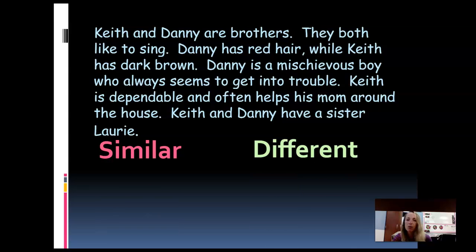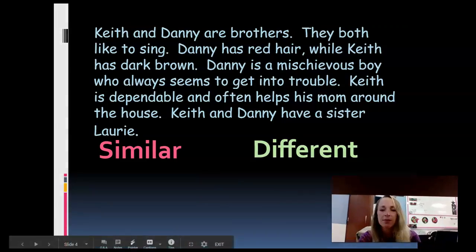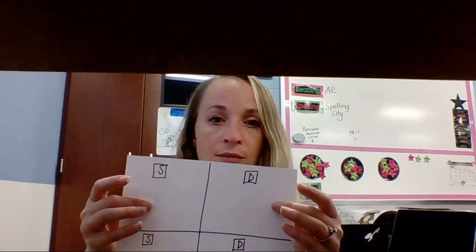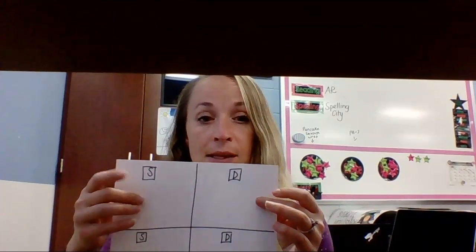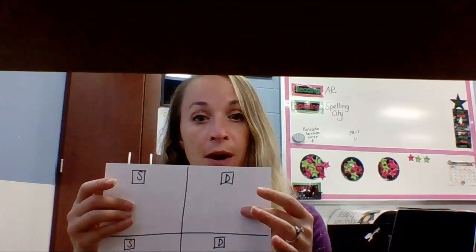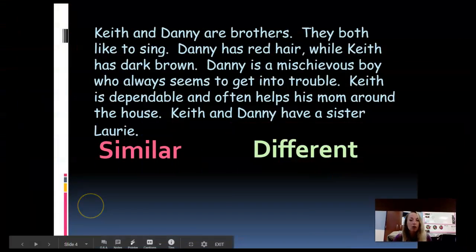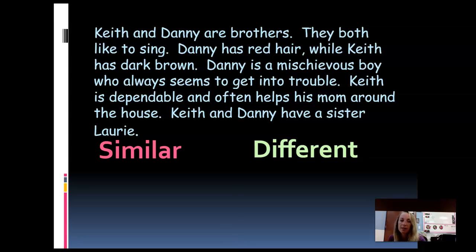All right, this is where you are going to be using your sheet. So let me pull up our sheet real quick. You have a similar box and you have a different box. I would like you to write how are Keith and Danny similar and how are they different. So please write that on your paper. Look at this story again. Please write down how are they similar and how are they different. Please pause the video until you have all of the ways that they're similar and all the ways that they are different.